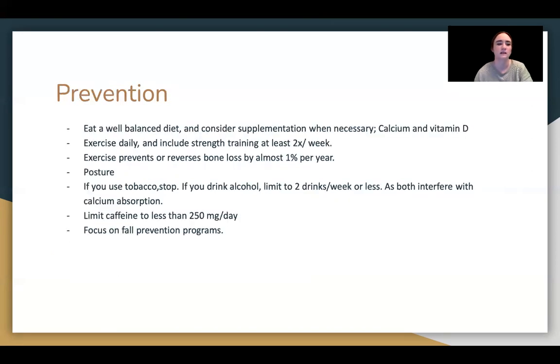Some prevention: eat a well-balanced diet and consider supplementation when necessary, mostly calcium and vitamin D. Exercise daily and include strength training at least 2 times per week. That's on average what I saw in my research, and obviously as PTs we can't determine that, but it's really at least 2 times a week. Exercise prevents or reverses bone loss by almost 1% per year.